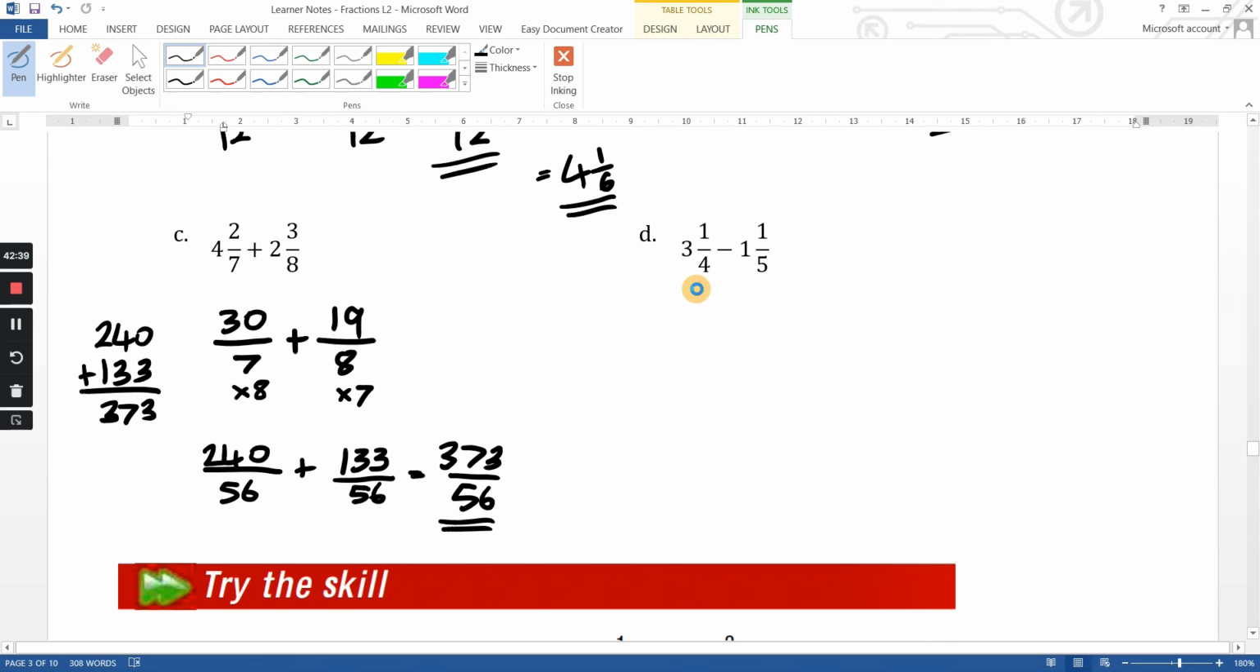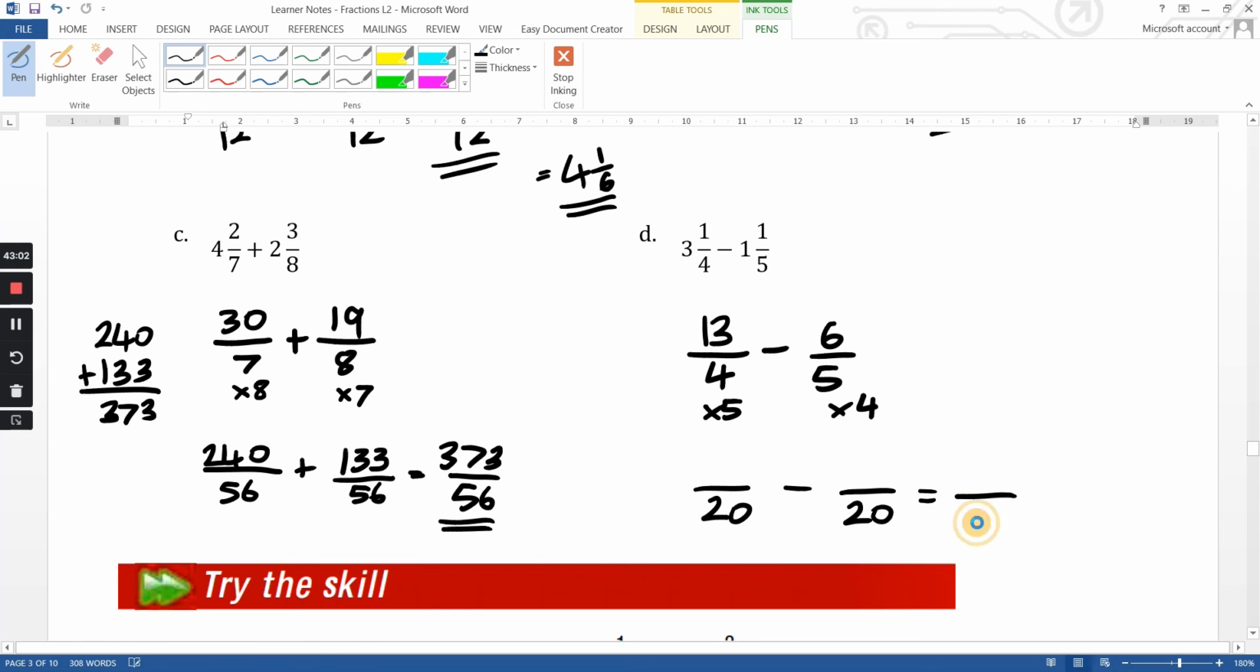Part D, and let's change this to improper. So that's going to be 13 over 4 minus 6 over 5. And let's multiply this one by 5, multiply this one by 4. So it's going to be out of 20 for everything. 5 times 13, what's that for? 5 3s are 15. 15 plus 50, 65. 6 times 4 is 24.